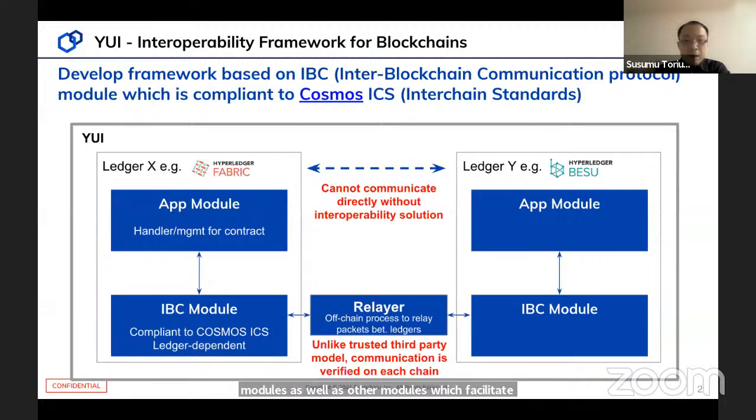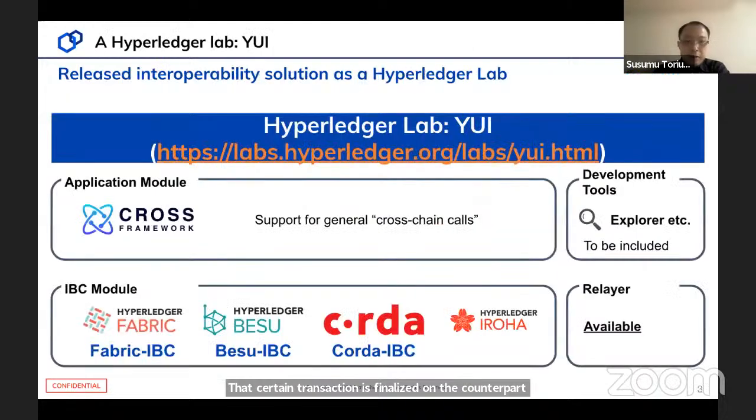The core focus of IBC is on-chain verification of the counterpart blockchain to achieve trustless communication. This means a smart contract will perform cryptographic verification that a certain transaction is finalized on the counterpart chain. Currently, Yui mainly supports Hyperledger Fabric, Besu, and Corda. And we are working on supporting public Ethereum and Quorum in the family.